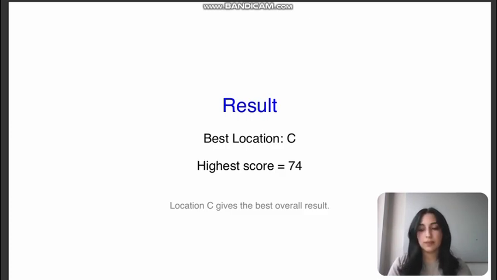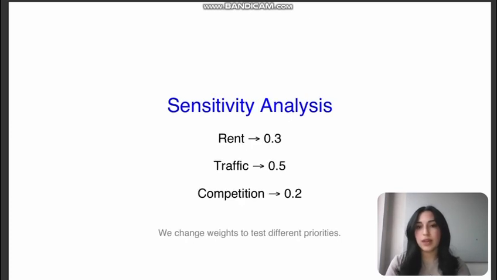But as I mentioned, we assign weights to factors by ourselves. There is no rule for that, so it may change the result. Let's do a sensitivity analysis for this. Here you can see that we changed the weights of some factors. Competition has the same weight, but rent and traffic factors are changed to 0.3 and 0.5.